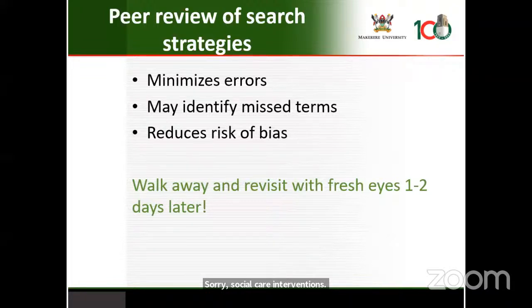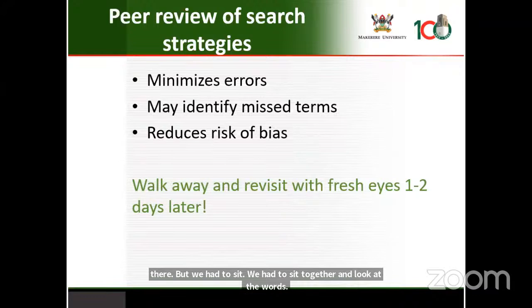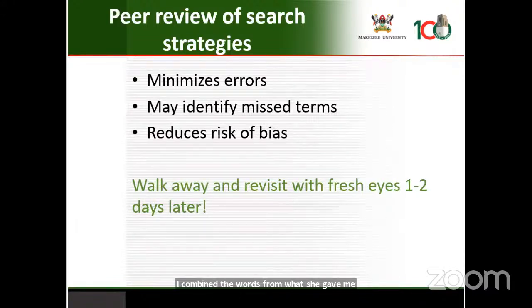Okay, psychosocial, I'm hearing terms now. Psychosocial interventions, cancer patients, I think low and middle income countries. He tortured me, though, that one you saw there. But we had to sit together and look at the words. I combined the words from what he gave me, because he gave me his protocol, his concept note.